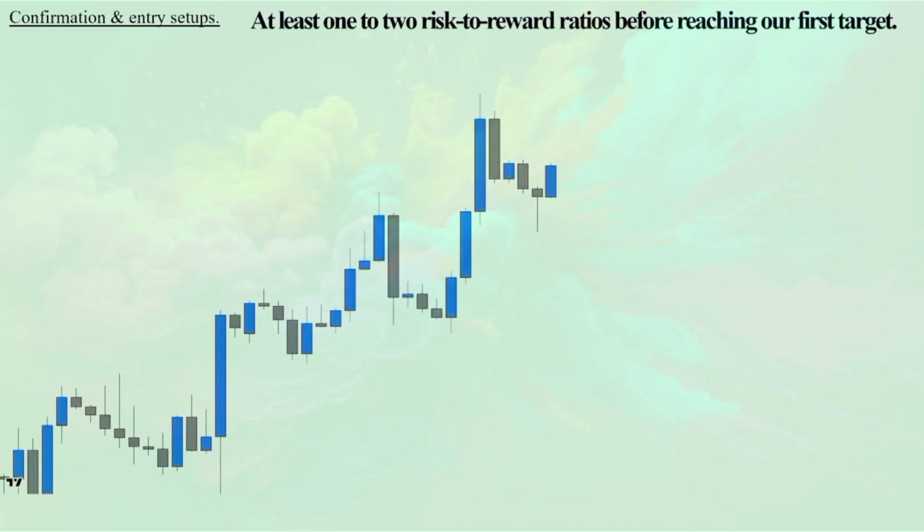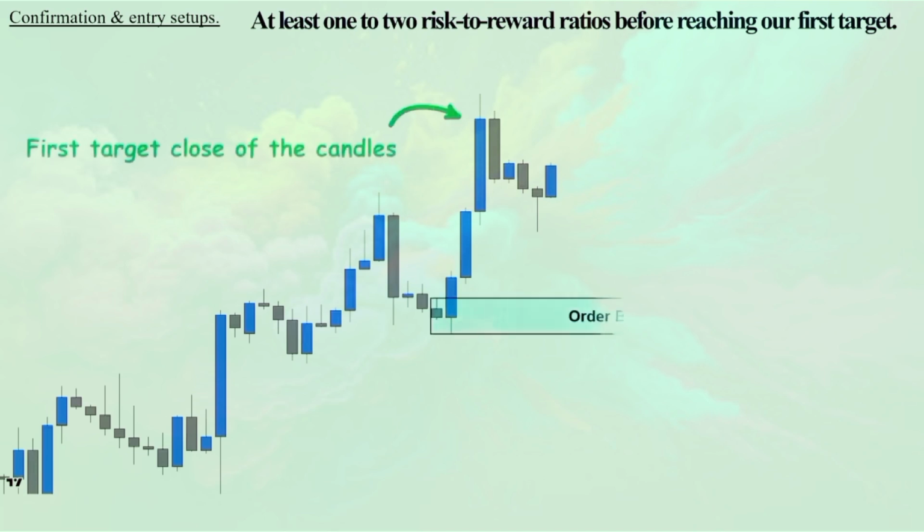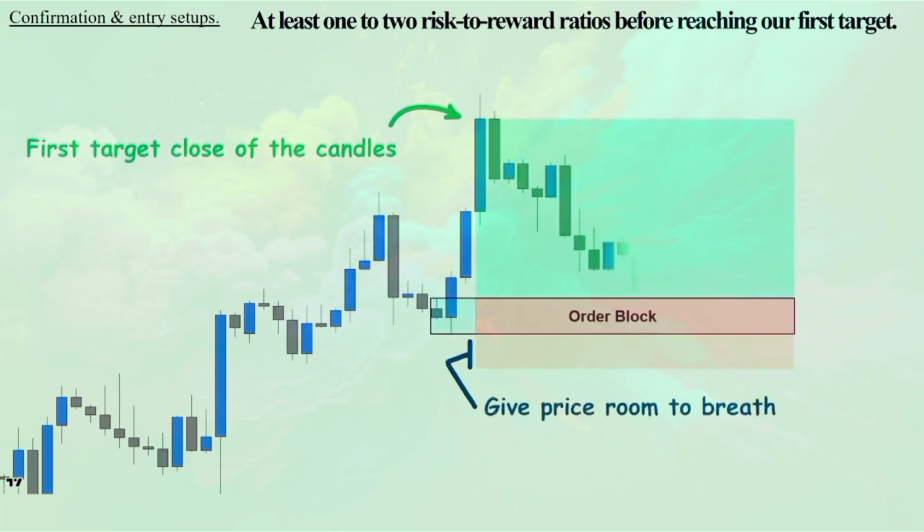Our first target is the latest high that the price recently created. So if your setup has a 1 to 2 risk to reward ratio, you can set your entry at the start of the order block and place your stop below the swing low to give the price room to breathe. If your order block is a tiny area, you can add more room for the stop to be safe in case of market fluctuations.